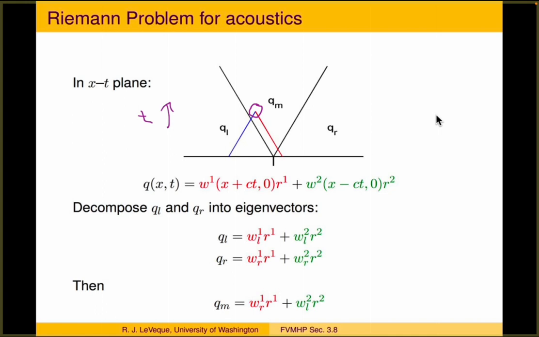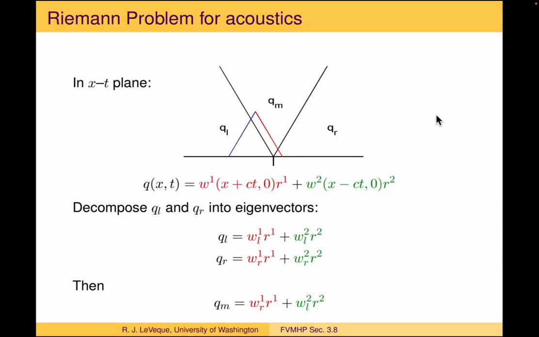at that point by tracing a one characteristic back to a point here and looking at the value of w1, the first characteristic variable at that point, which would be x plus ct at time 0, and then tracing a two characteristic back to another point here where we look at the w2 characteristic variable at x minus ct at time 0. And those are the coefficients of the two eigenvectors r1 and r2 that make up the solution at time t. So in general, for any initial data, we can construct the solution at any time by tracing back characteristics in this way.